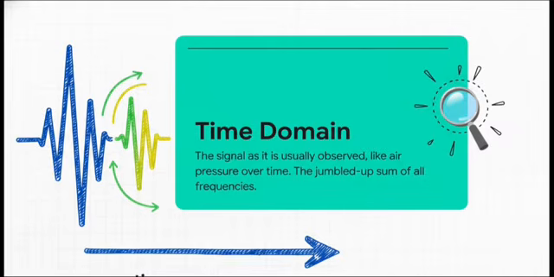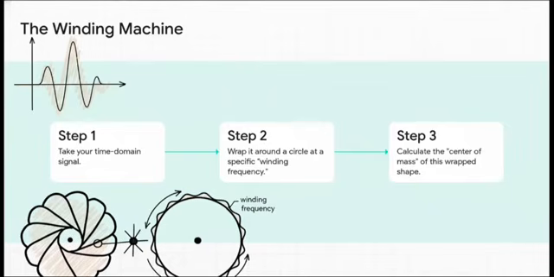So our starting point is what we call the time domain. This is just the signal as you'd normally see it unfolding over time. Think of it like a smoothie, where all the different ingredients, all the different frequencies, have already been blended together into one jumbled up line. Our goal is to unmix it and find the original recipe. And the intuition for how we do this is just brilliant.